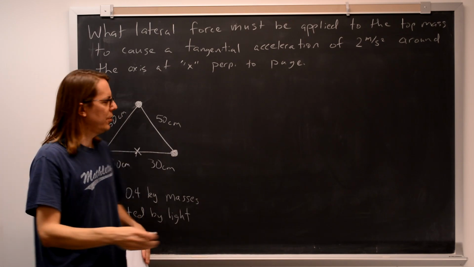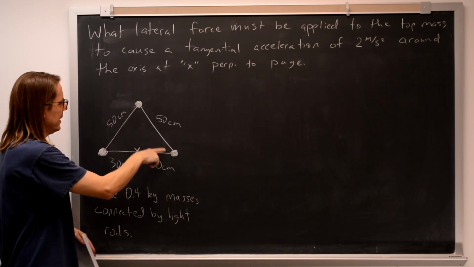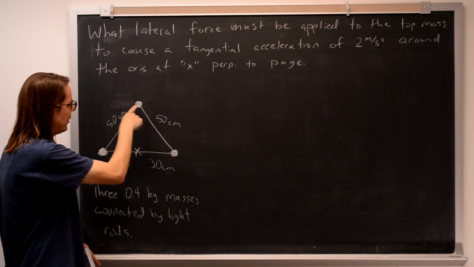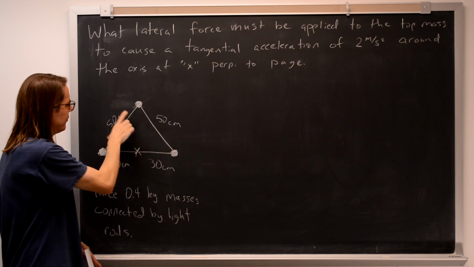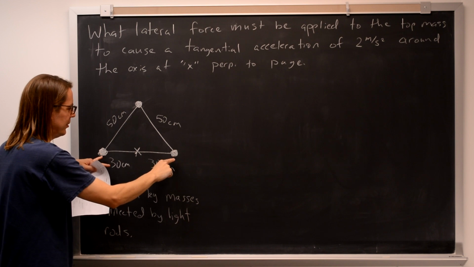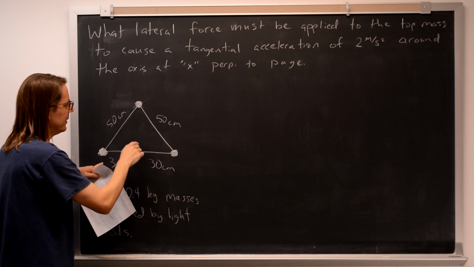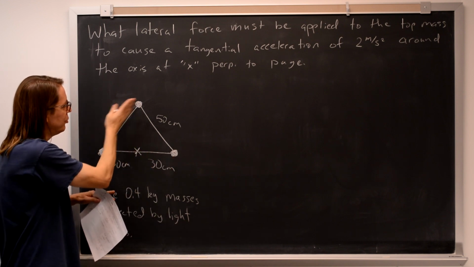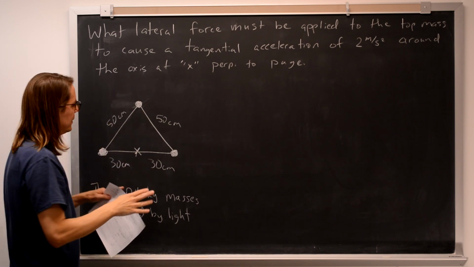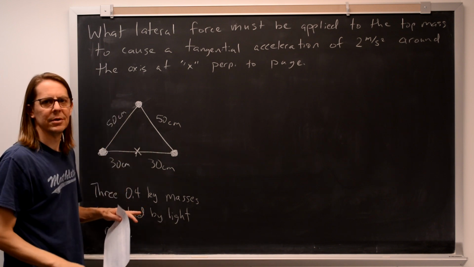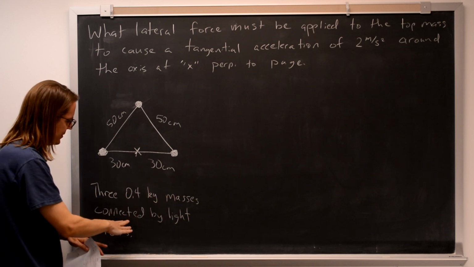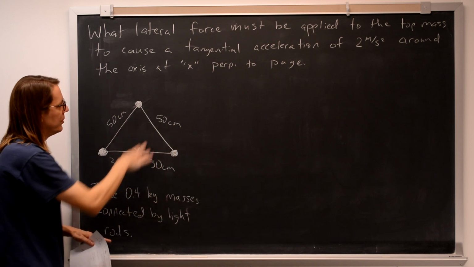This problem begins with three masses, each about 0.4 kilograms, connected by light rods. That means there's a physical object holding them at this separation: 50 centimeters, 50 centimeters, 60 centimeters, 30 and 30. The rod can push on the different masses. It must remain this rigid triangle, but the rods don't have enough mass to influence the problem. So that's the three 0.4 kilogram masses connected by light rods, a triangle with these numbers.